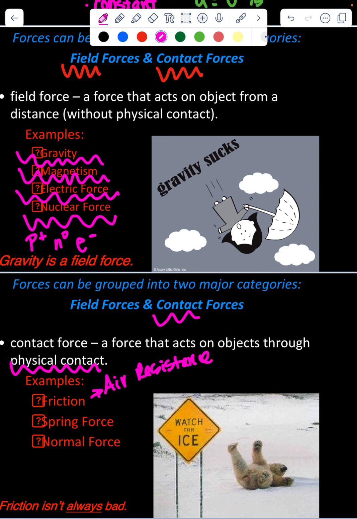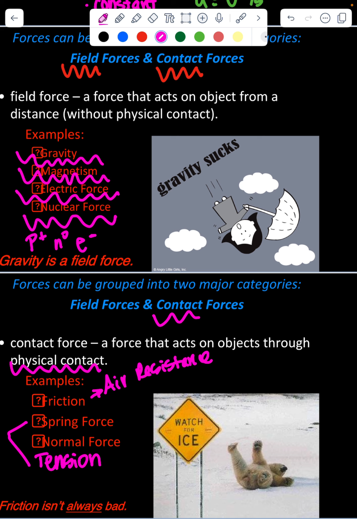If you have something that's moving through the air, that air is flowing past you, so it's touching you or touching the object. So it's contact. Spring force. We talked about the difference between spring force and tension force yesterday. You have to have a spring on something. You have to have a rope, a cable, a wire on something in order for them to exert their force.